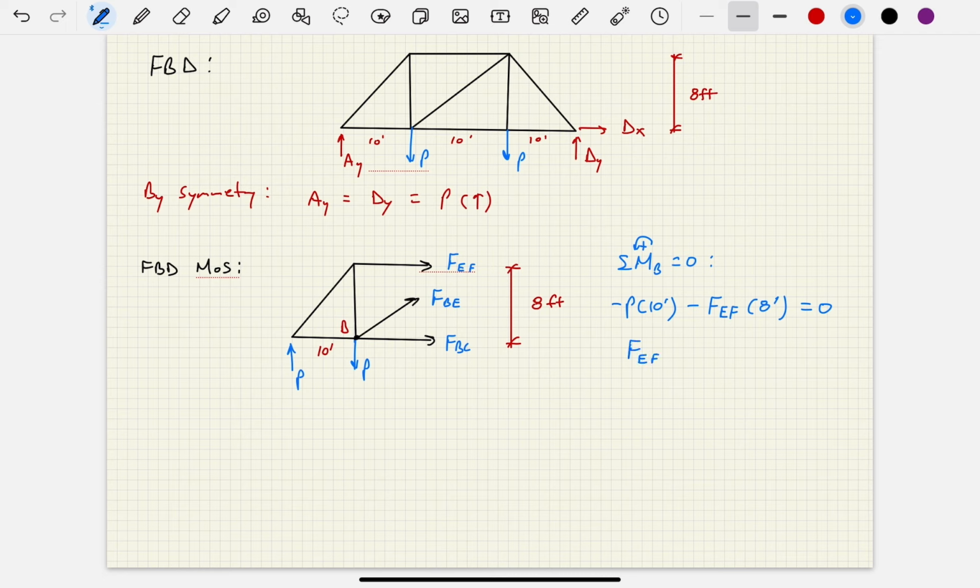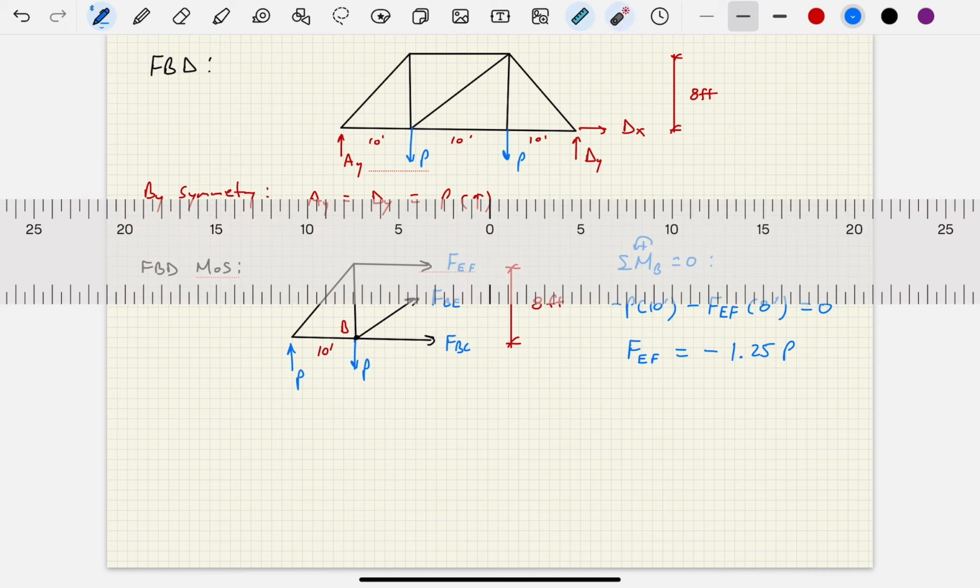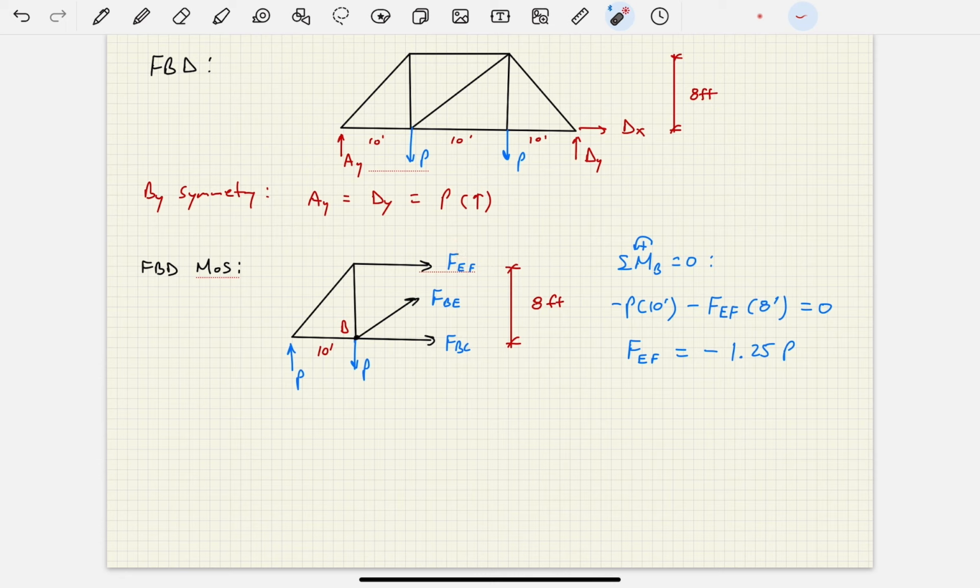So FEF is going to be equal to, do some rearranging, we say 10 divided by 8 is 1.25. So I get negative 1.25 times P, okay? So what I've done here is I've solved for FEF in terms of P, and it came out negative. What does that negative indicate from our knowledge of statics? Well, that means that that member is in fact in compression. So I could put a little C there, and we had that discussion earlier when we were reviewing the concept of trusses. So am I done?